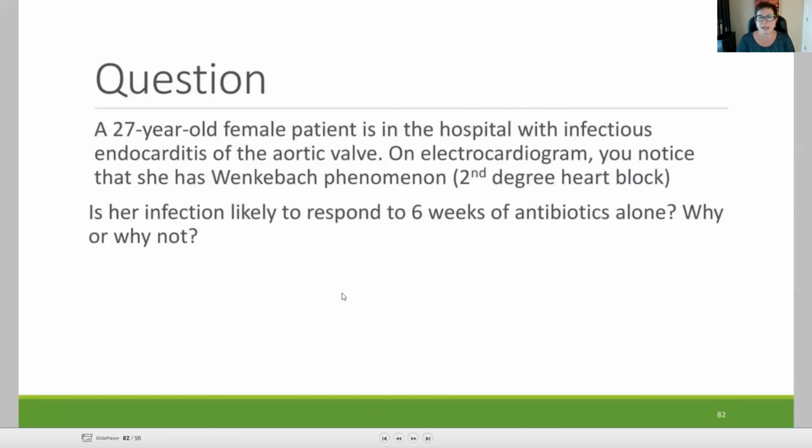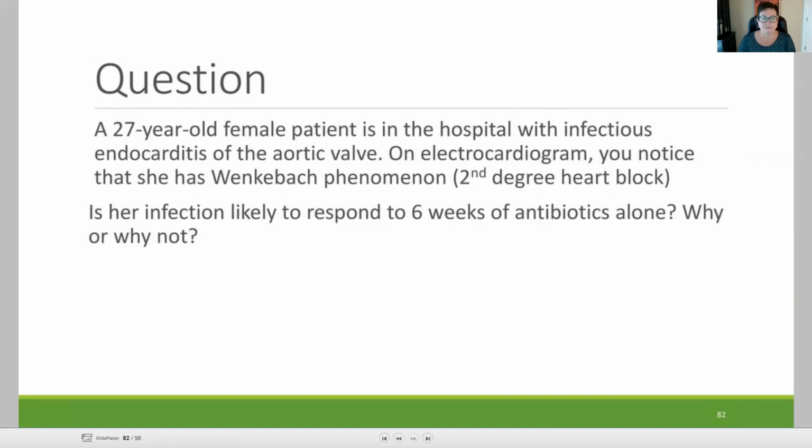So, a 27-year-old female patient is in the hospital with infectious endocarditis of the aortic valve. On electrocardiogram, you notice that she has second-degree heart block type 1 or Wenckebach. Is her infection likely to respond to 6 weeks of antibiotics alone?